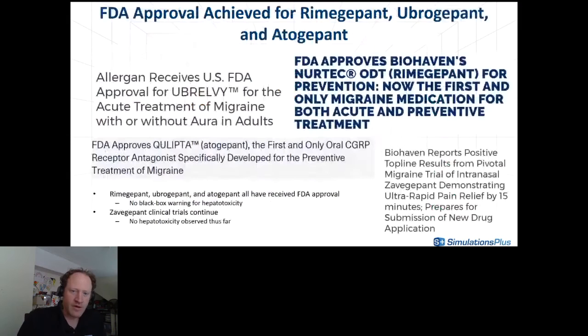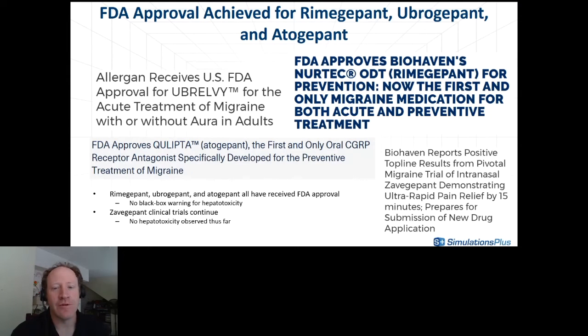So, fast forward a couple of years, we did this work. We remained in touch with our clients on this side. And it turns out that ubrogepant and rimegepant both are currently on the market, having received FDA approval without a black box warning for hepatotoxicity, which I think honestly surprised a lot of people who weren't familiar with the modeling, because the early in class compounds get hepatotoxicity, the box often just ends up on the label for next in class compounds.